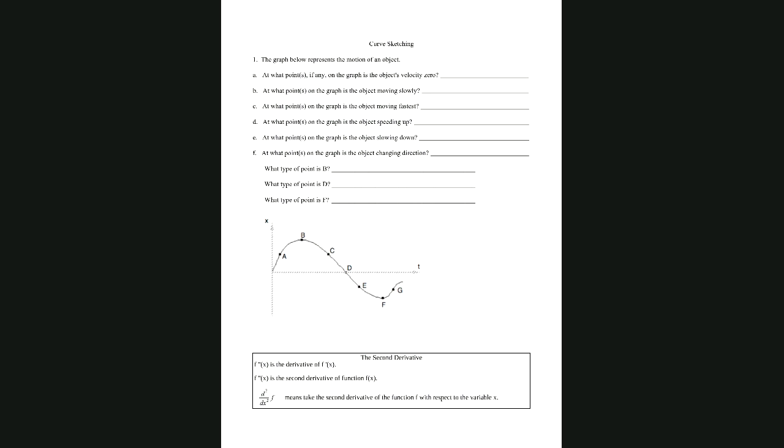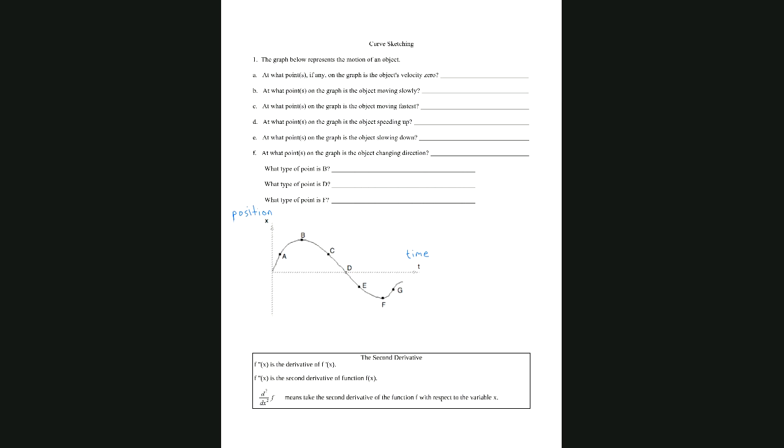Below, the graph of the motion of an object is shown. The vertical axis represents the position of the object. That's where it's located. And the horizontal axis is time. So as time goes on, the position of this object changes.